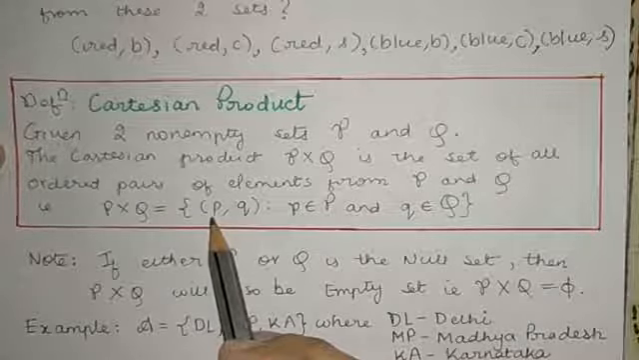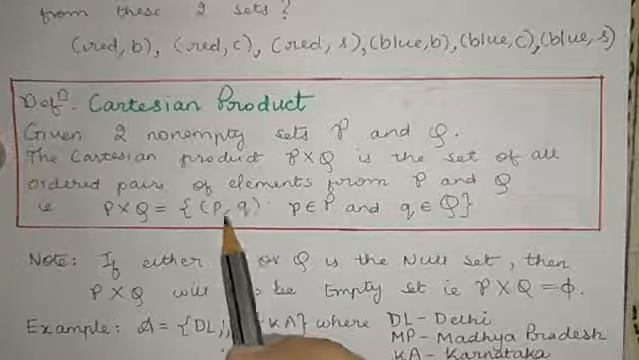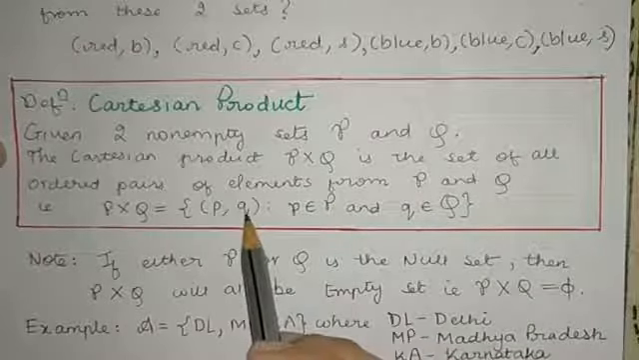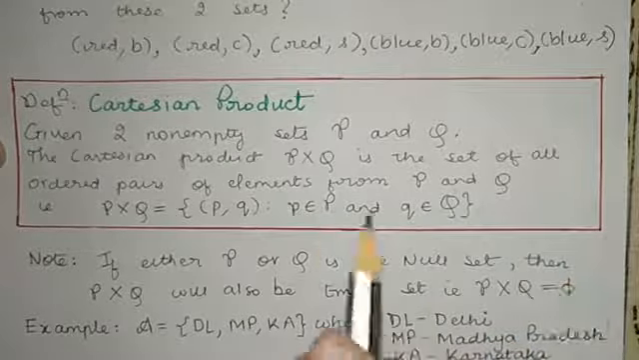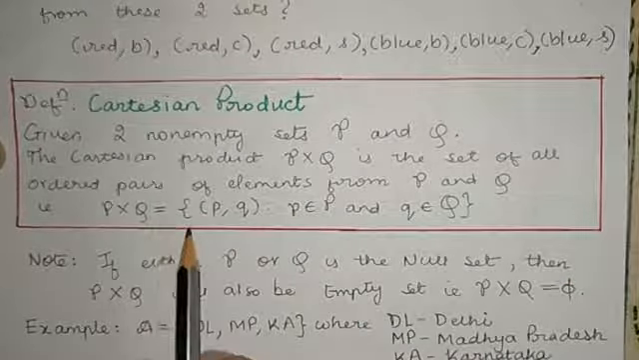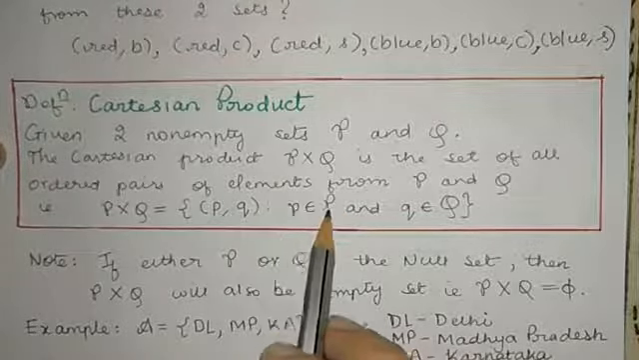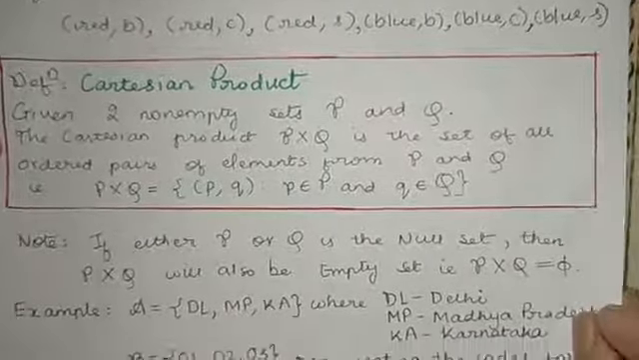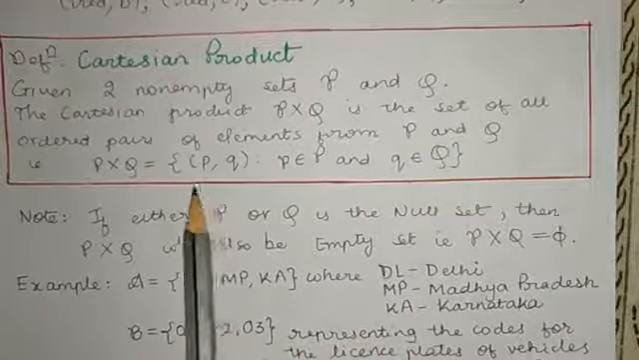The first element in the ordered pair is from the set P, comma, and the second element is from the set Q. So the Cartesian product P cross Q is equal to the set of all ordered pairs (p, q) such that p belongs to P and q belongs to Q. That is simple, right? You just have to take the Cartesian product of the sets P and Q.